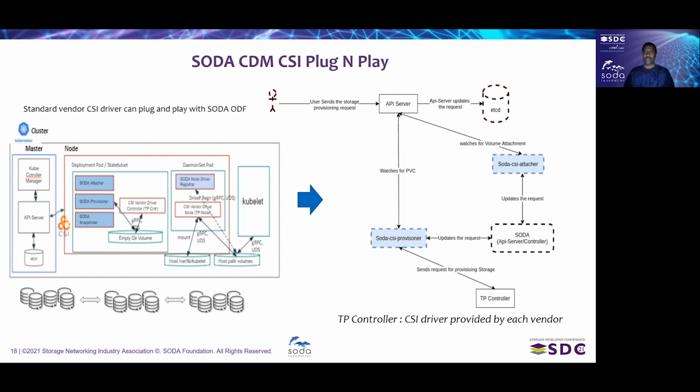TP is a third-party controller. That is nothing but your CSI plugin. You can have NetApp Trident or EMC or any other, or an SDK, and so on, where you have the CSI plugin. You can use the CSI plugin directly, and then the SODA CSI attacher has the connection with the metadata and attaches the volume. So this is very high level.